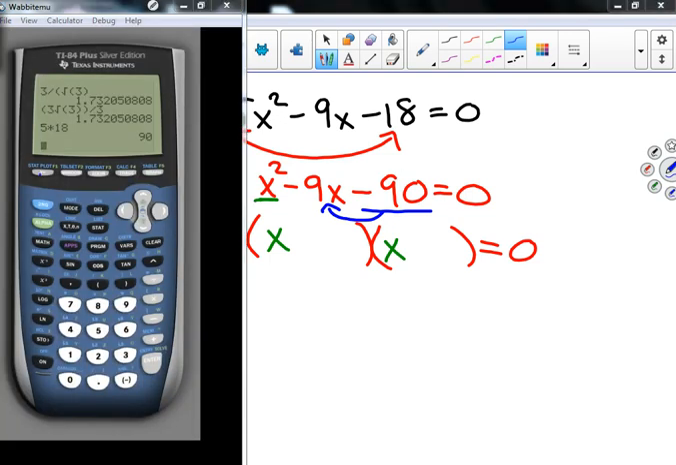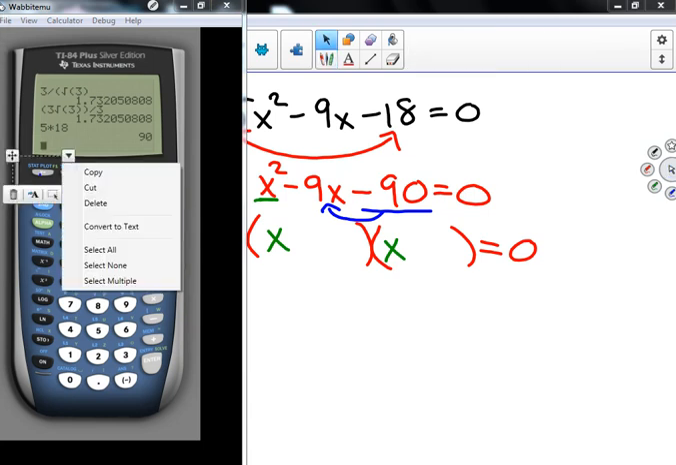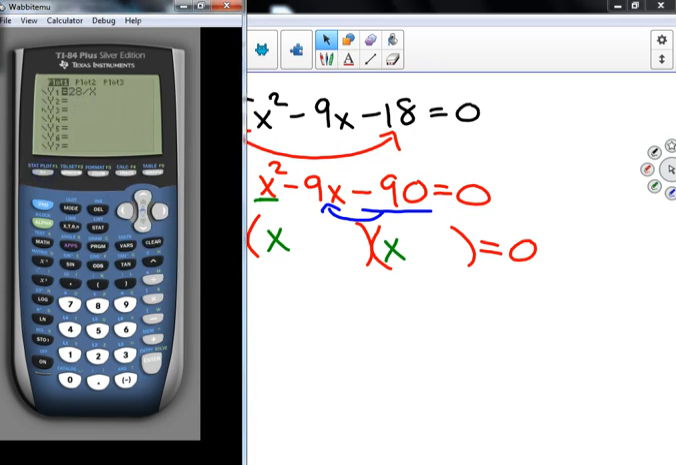So, if I do not know what the factors of negative 90 are, I can go to my calculator. I can go to my y equals. Put 90 divided by x into my y equals, and then go to my table. This will give me all the factors of 90. So what ones can I combine to get 9?